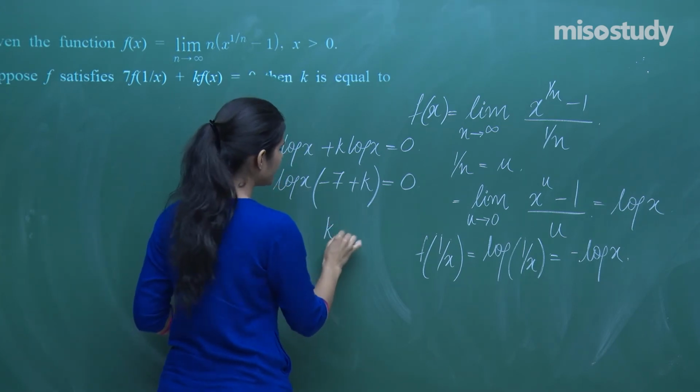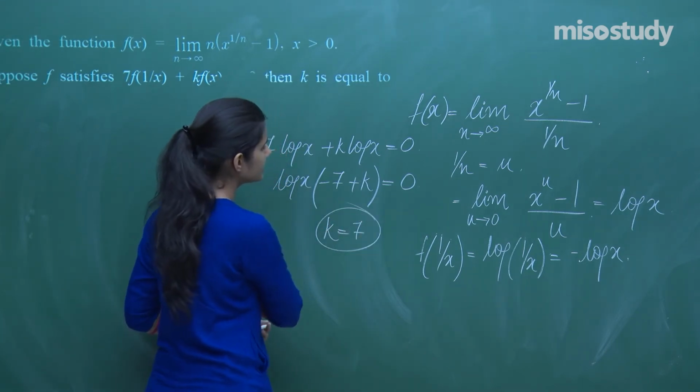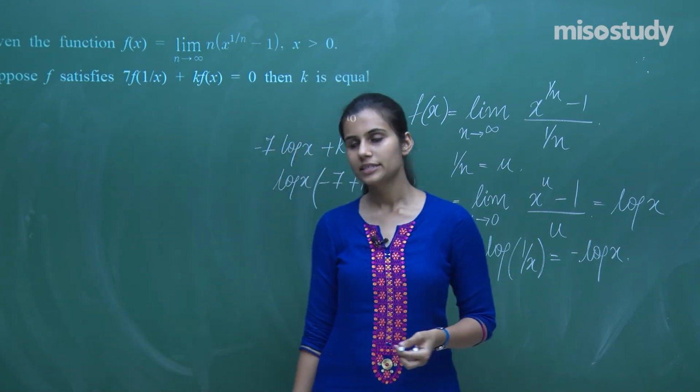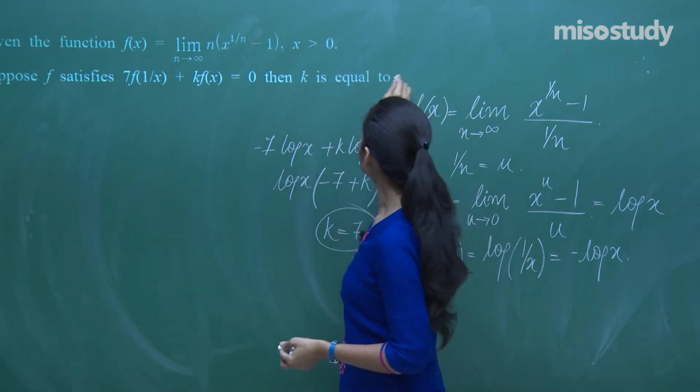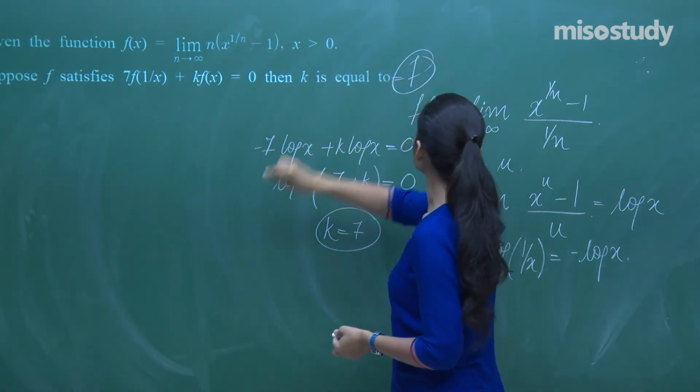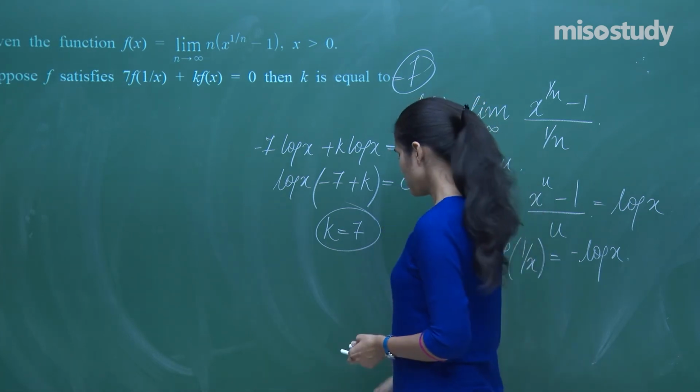So you basically get k equals 7. Are you understanding? You get k equals 7. K is equal to the integer 7. Let's look at the next question.